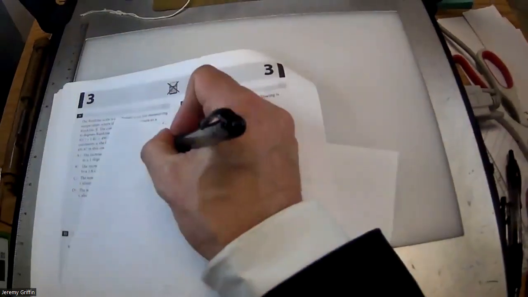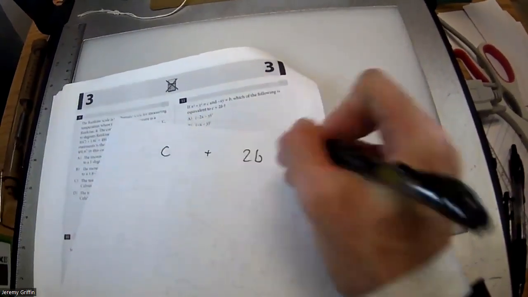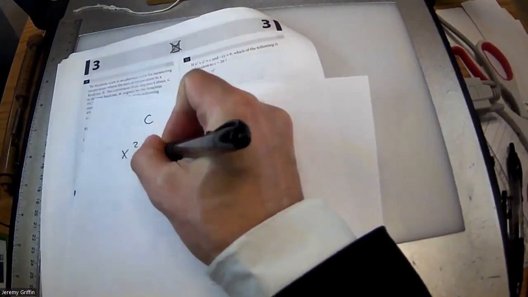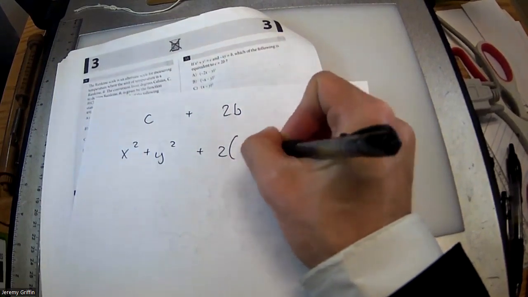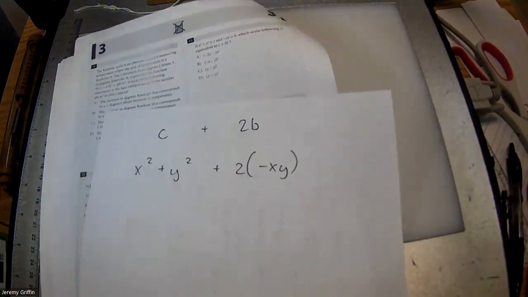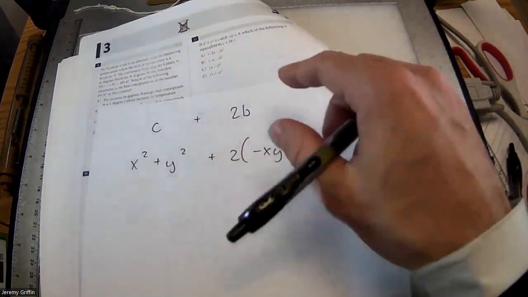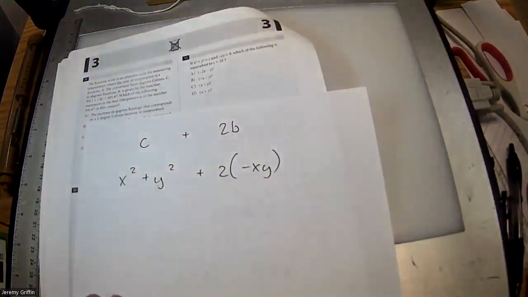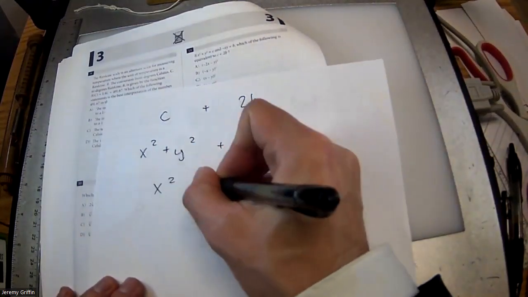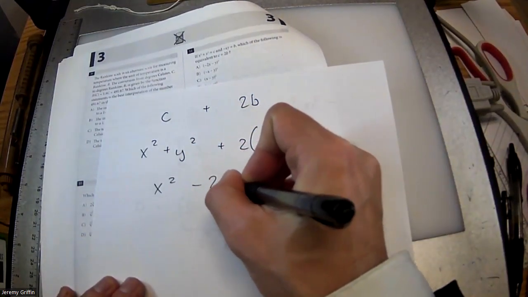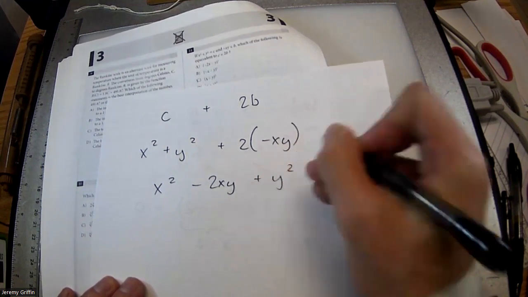C plus 2b. Well, c is x squared plus y squared. B is negative xy. Okay. Oh, this is another one where it might help to glance at the answer choices. It looks like something quantity squared. I wonder if I could shuffle this around and make it look like that. Could I do x squared minus 2xy plus y squared? That's the same thing, right?